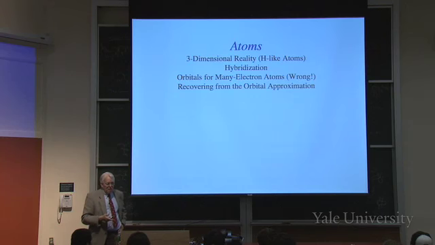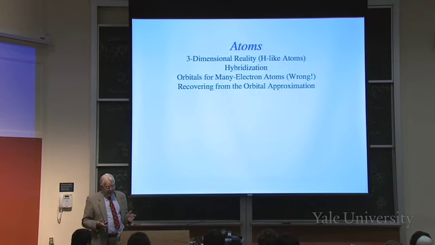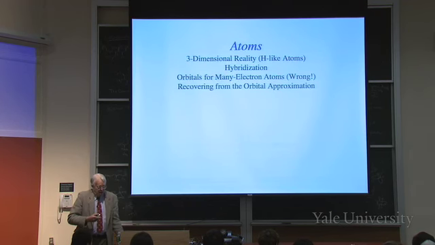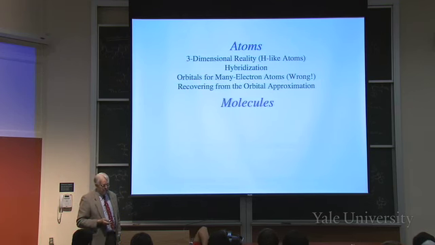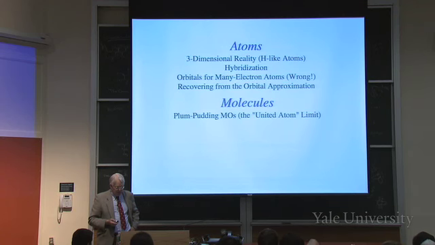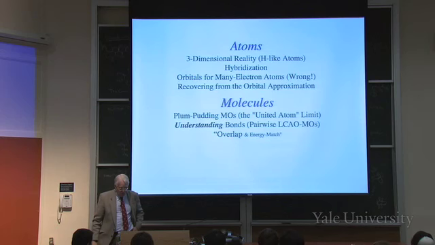Okay, so this is what we've seen. We've seen three-dimensional reality, hydrogen-like atoms. We talked about hybridization. We saw that orbitals are fundamentally wrong, but that we can recover from the orbital approximation and use it, for example with self-consistent field, as long as we're not interested in getting the very finest energy, but can be satisfied with approximation. Now we're going to move on to something more interesting, which is molecules. We're going to look first at Plum-Pudding molecular orbitals, and then understanding bonds and the overlap and energy match.